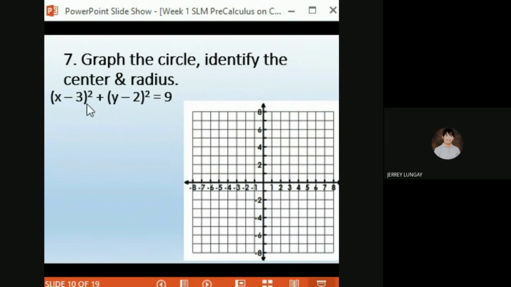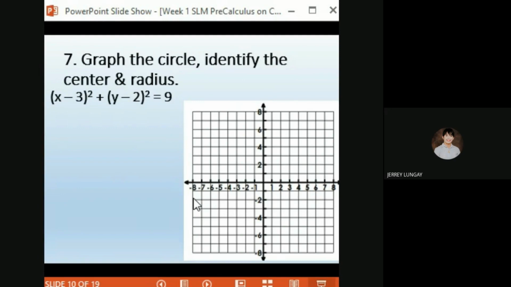So, what is the center? What is the center, class? What is the center of a circle? 3, 2. Okay, very good. Phil Joy, I will give 10 points again. That is 3, 2. Where is 3, 2? 3, 2 belongs to what quadrant? What quadrant, class? Quadrant number?